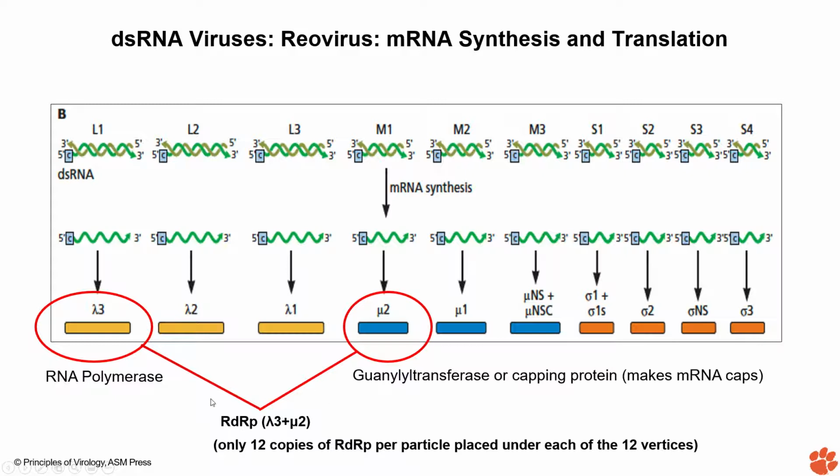These two together make the RNA-dependent RNA polymerase. Lambda 3 is the real RNA polymerase, whereas mu 2 is the guanylyl transferase, which makes the mRNA caps. So that we talked about all the time. These caps are made by this guanylyl transferase.